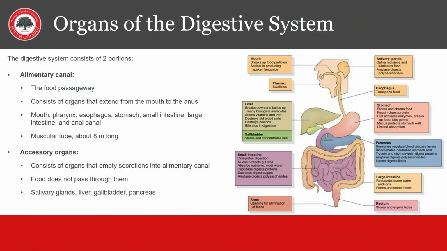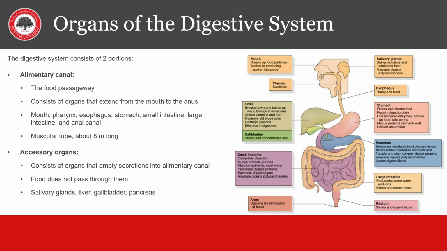The organs of the digestive system consist of two basic groups: the organs of the alimentary canal and the accessory organs of the digestive system. The alimentary canal goes from the mouth all the way to the anus and is made up of a muscular tube used to both crush and move the food bolus along. It is about 8 meters, or 26 and a quarter feet, long when measured from end to end.